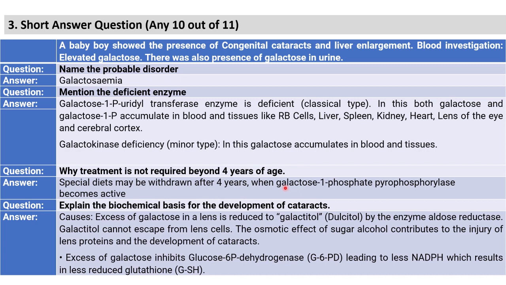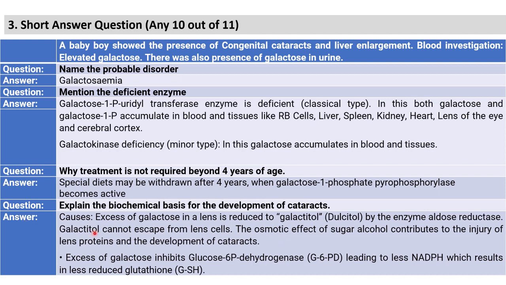That's why it is recommended that the special diet is withdrawn after 4 years. Next question was: explain the biochemical basis of the development of cataract. Why does cataract occur? The reason is that excess galactose in the lens is reduced to galactitol. The galactose accumulated in the lens gets reduced to galactitol, or dulcitol, by the enzyme aldose reductase, which is present in the lens. Once galactitol is trapped in the lens, it cannot escape, and it has an osmotic effect. Galactitol, a sugar alcohol, contributes to injury of lens protein, and there is development of cataract. It has a tendency to hold water and is responsible for damaging lens proteins.